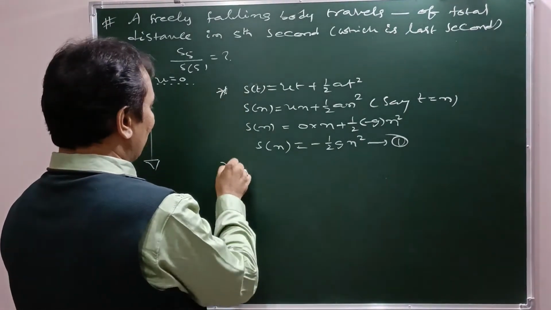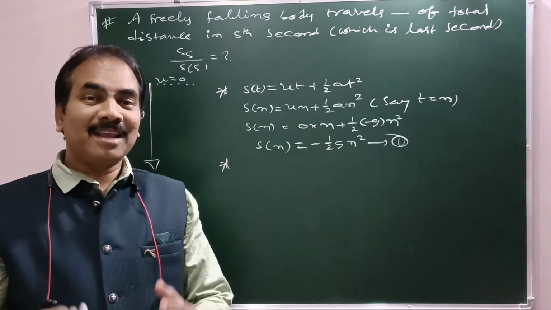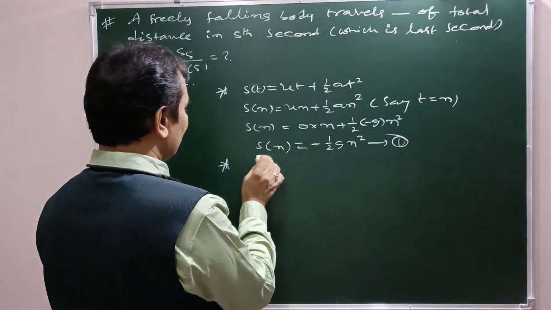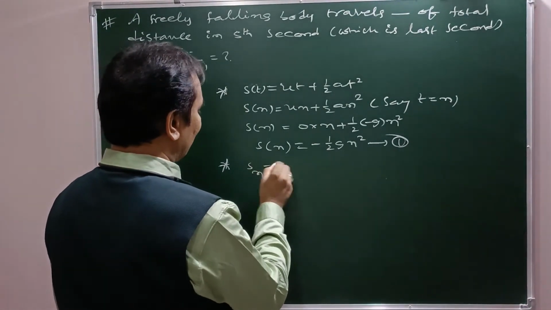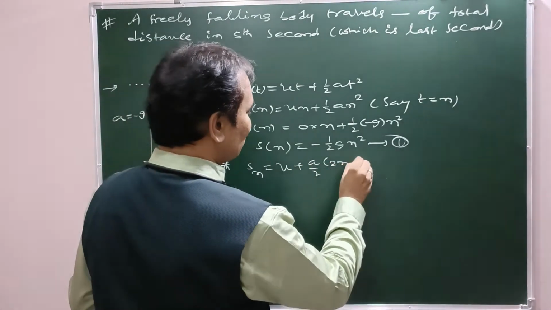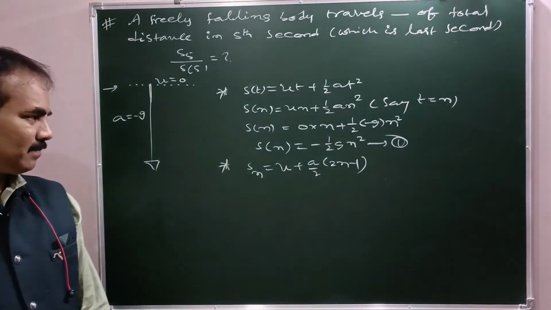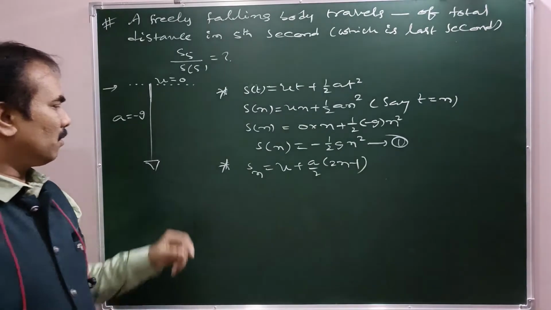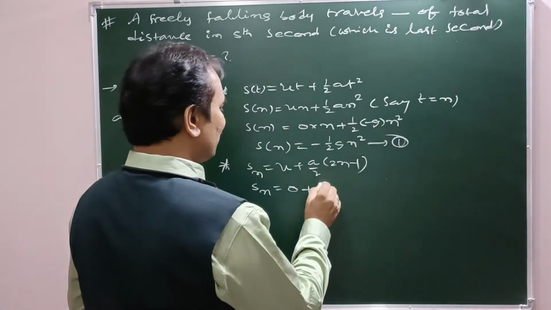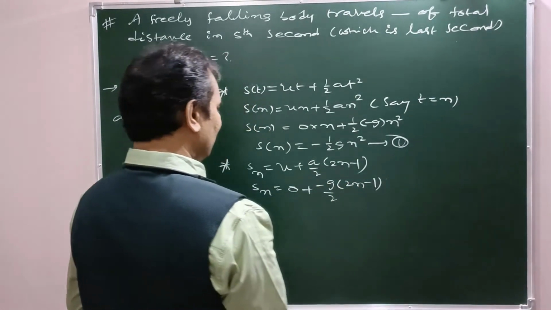Similarly, we have one more relation, that is the distance or displacement covered in the nth second, the particular nth second, not in n seconds. So S suffix n equal to u plus a by 2 into 2n minus 1. Where u, the initial velocity, is 0, that is S suffix n equal to 0 plus a, which means minus g, by 2 into 2n minus 1.